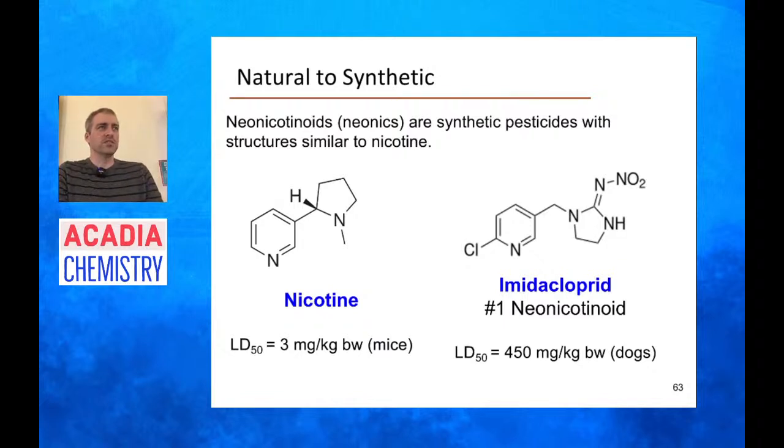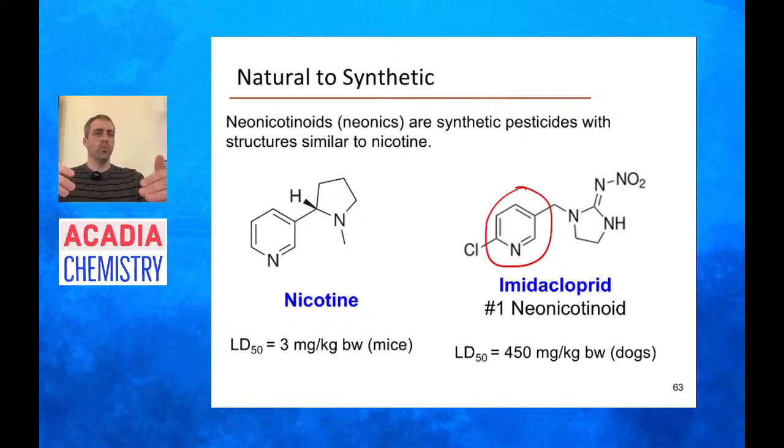So what chemists have done is tried to find alternatives to nicotine, realizing that the structure of nicotine causes it to be quite toxic to insects. And there's a class of pesticides that are called neonicotinoids. Neo means new, nicotinoids means like nicotine. So neonicotinoids, which are often abbreviated as neonics, are synthetic pesticides. They have structures that are reminiscent of nicotine. Like they have this ring here, for example, which we call a pyridine ring.